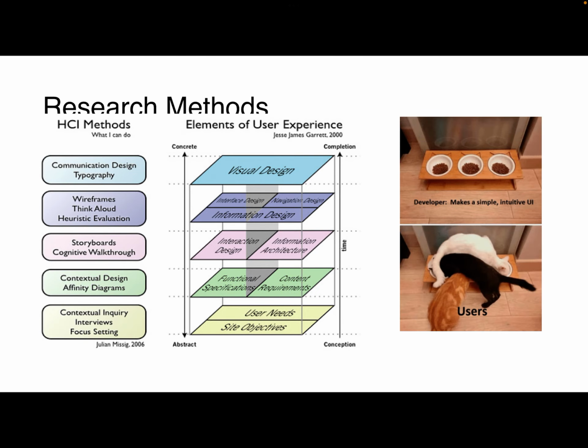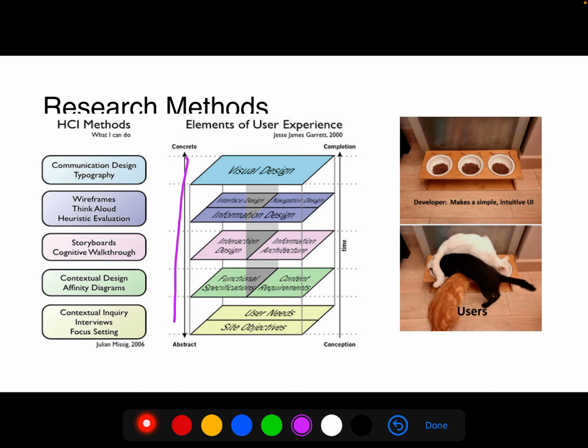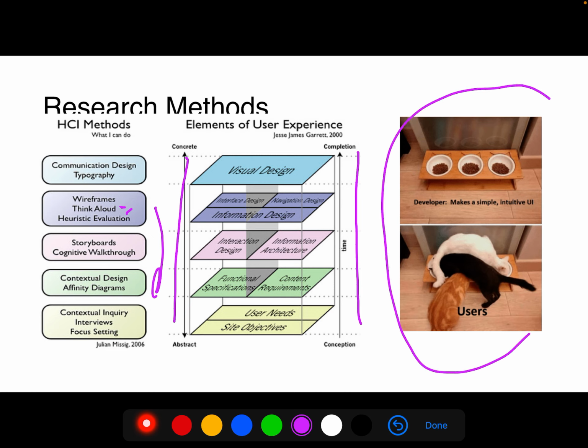So research methods, these are just for your awareness, as we go from abstract to concrete, or conception to completion. These are generally the specific usability methods we will approach it with. Sometimes there are different ones. For example, I like think-alouds and heuristic evaluation even earlier. It's just kind of a general rule of thumb. And this is one of the most true memes ever made. Whatever you design, they will not use it the way you thought. So something to keep in mind.